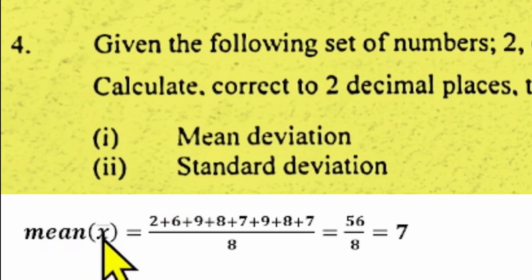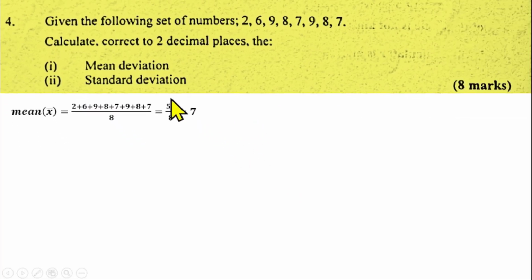So the mean is the same thing as x bar, and that should be the addition of all the numbers divided by the number of data we have here. So add it together, divided by 8, as you have 8 data here. If you add this together, you have 56 divided by 8, that gives us 7. So that means the mean of the set of data is 7.